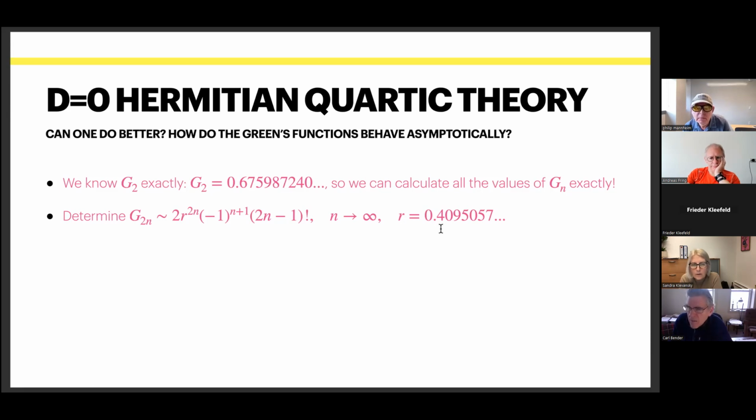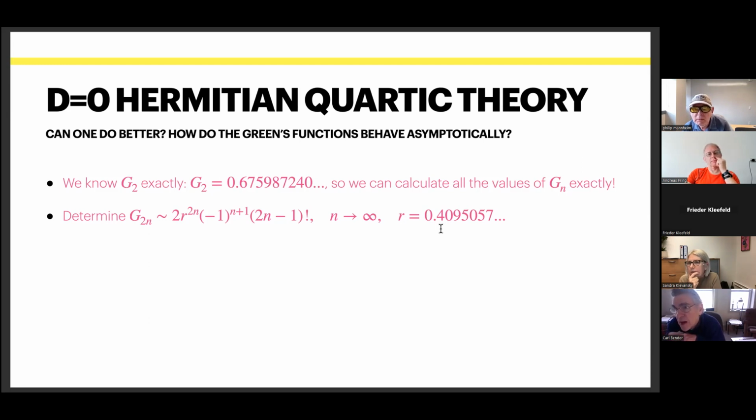It fixes the dependence on N for this theory, okay? And R is a constant. It's a fixed constant. No, this number that you're talking about, this number 0.4, is not a G2 number. What Sandra is talking about is the asymptotic behavior. The second red line on her slide is the asymptotic behavior of G sub 2n.